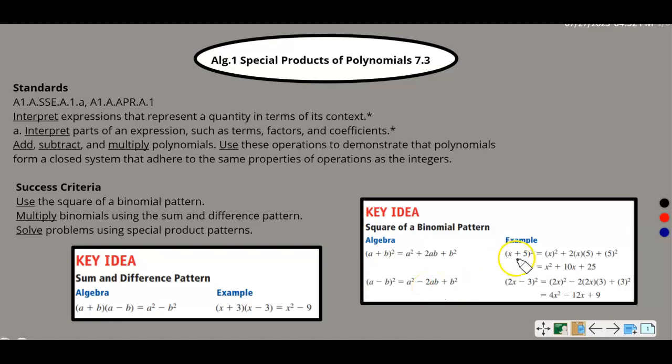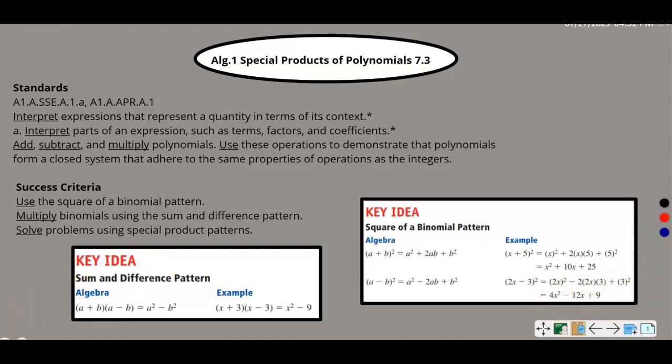Here's an example, x plus 5 quantity squared. So I'm going to have x squared plus twice ab. In this case, a and b are your x and your 5. So a and b basically just tell you the position of the term. So twice ab plus b squared. Then you've got 2x minus 3 quantity squared. Notice that 2x, both the 2 and the x, is squared here. And then minus 2 times a times b, and then plus b squared.